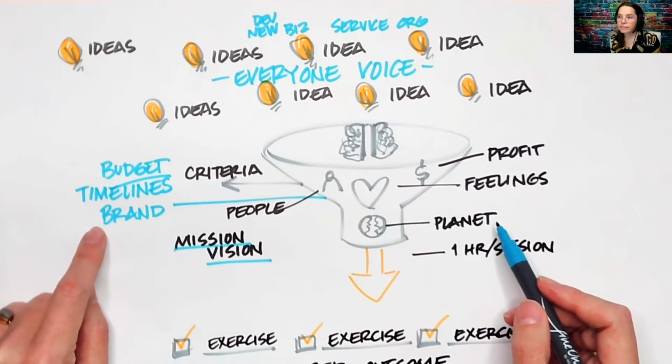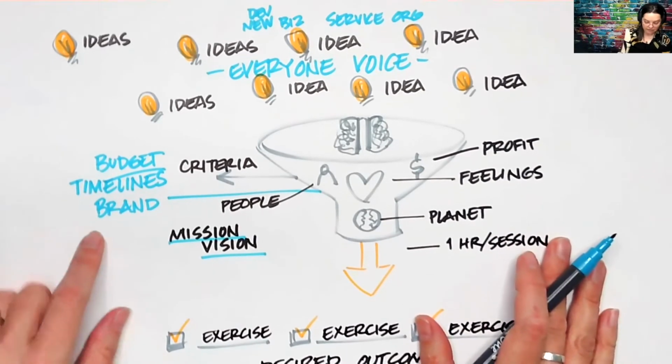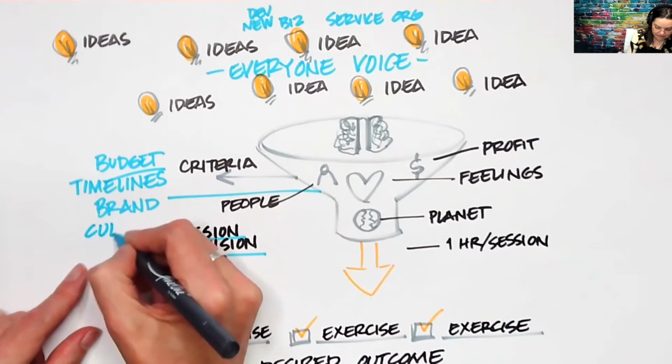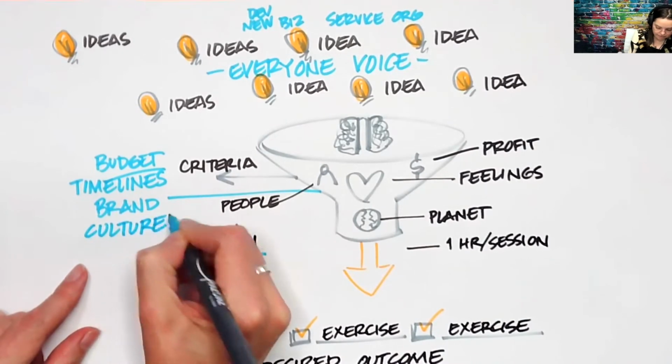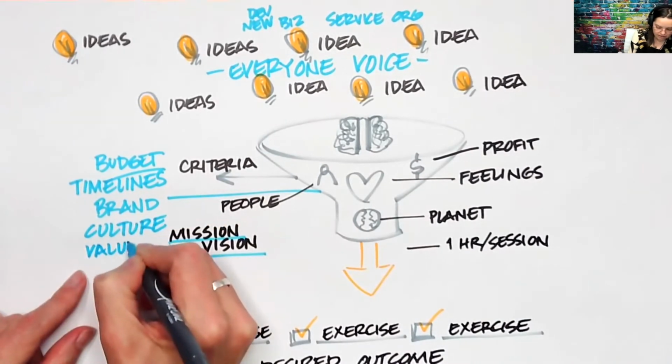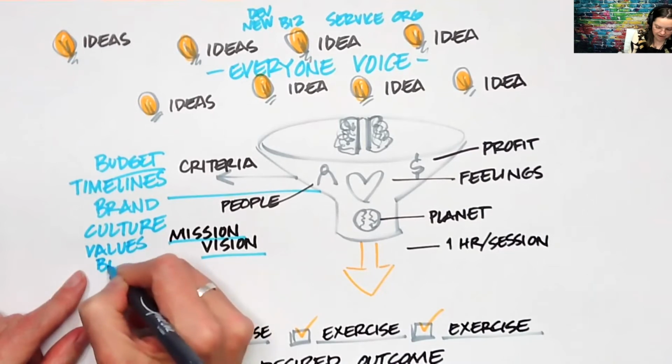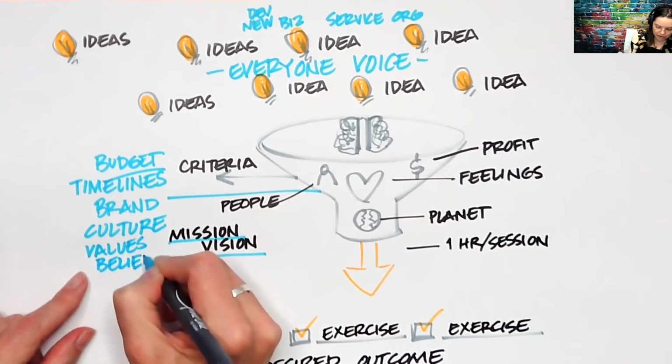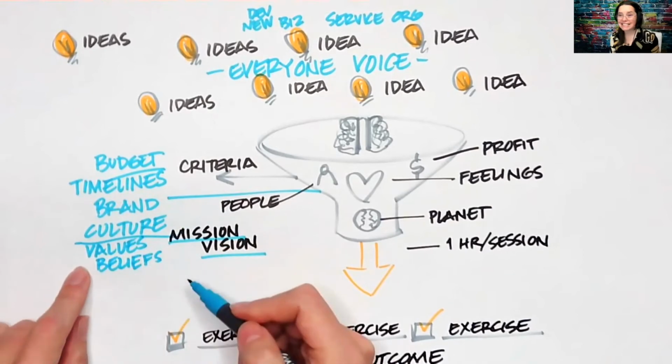I will say also a major criteria will be what culture we want this organization to have, values and beliefs. Very much so. Values and beliefs under their culture. Yeah, these are great. And you know what's great about this? This is really messy, isn't it?